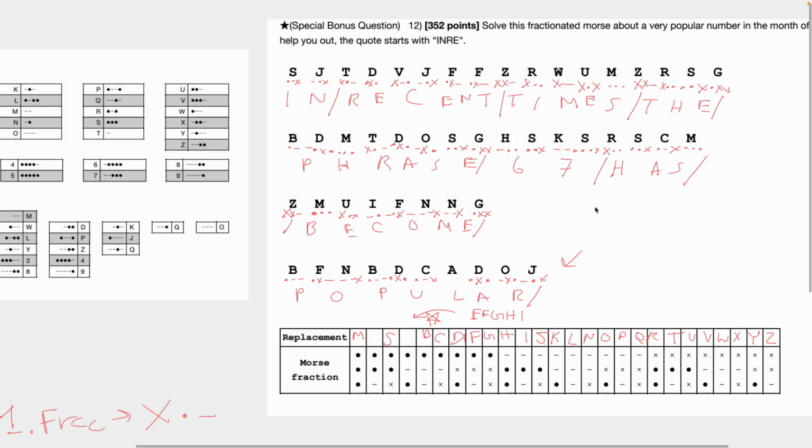So yeah, I hope that helped you understand the fractionated Morse cipher. Oh, one quick thing. Let me just fill in this keyword. It's not required to fill this in, but let me see. So we have an E and we have an A. So it's probably Mesa or something like that. That's probably what it is.